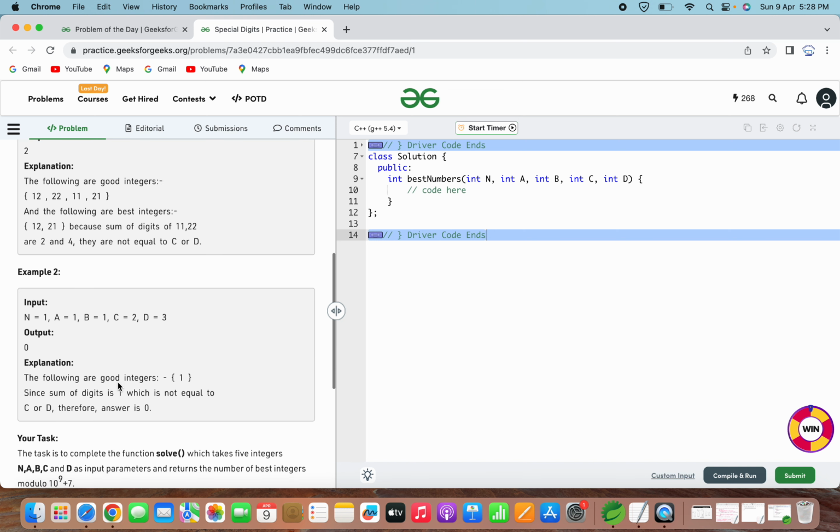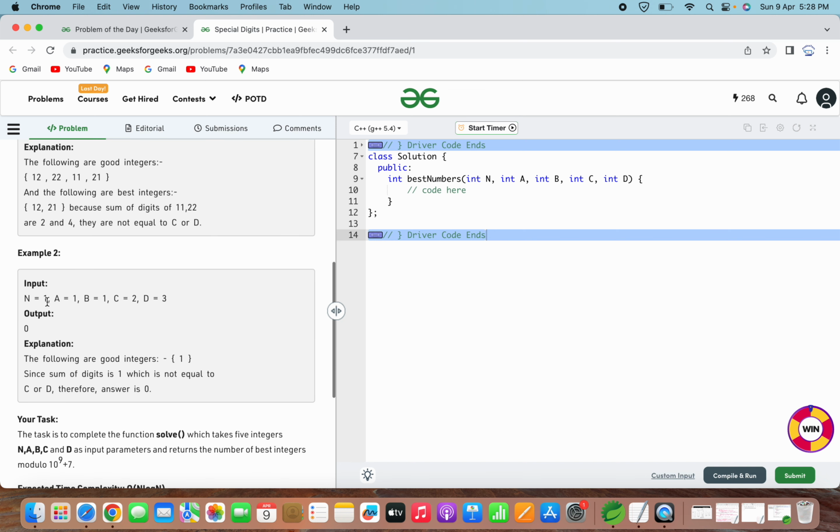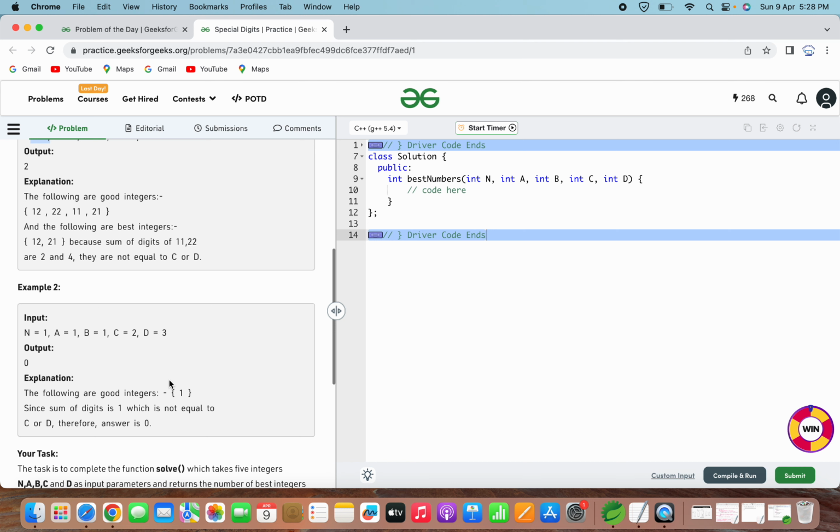Okay. When we go to the second example, here it is said that length is 1, A and B value is 1, but C and D value is 2 and 3. And here we can see that since length is 1, the combination of possible numbers that can be formed using A and B is also 1. So we have the good number as 1 only. So the sum of digit 1 cannot be equal to C or D. That's why the answer is 0. Okay. I hope the problem statement and these examples are clear to you.